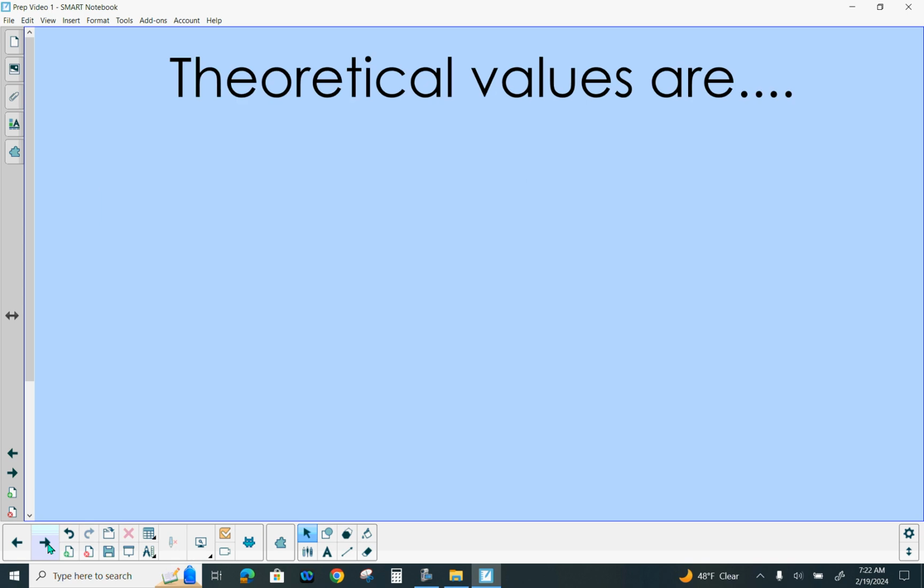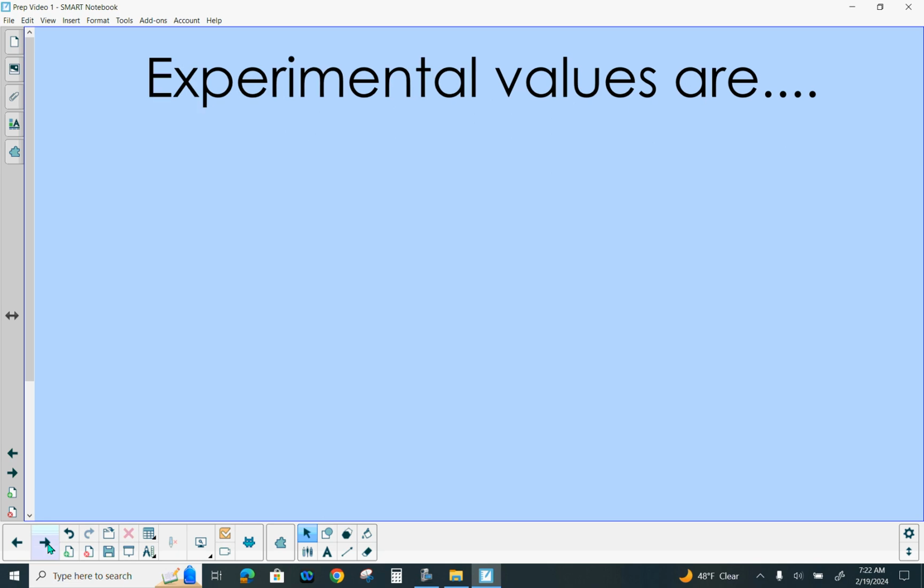What are theoretical values? What are experimental values?